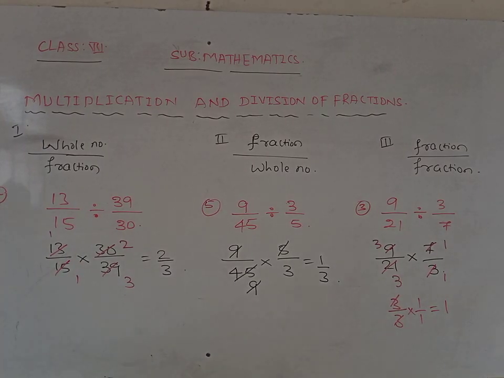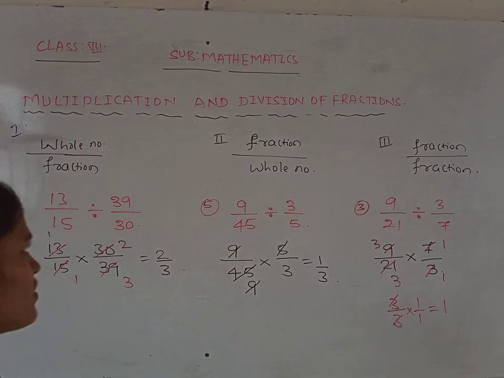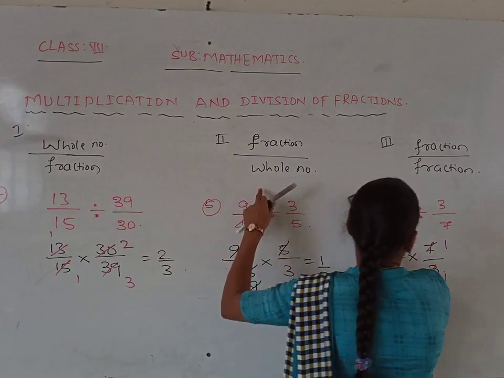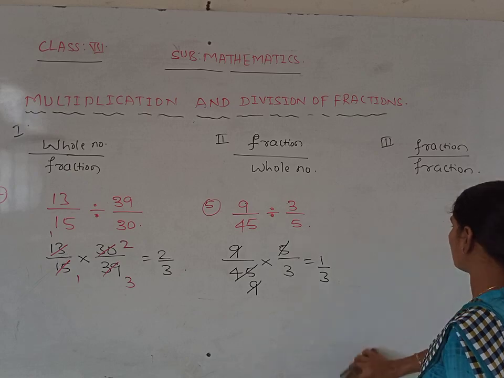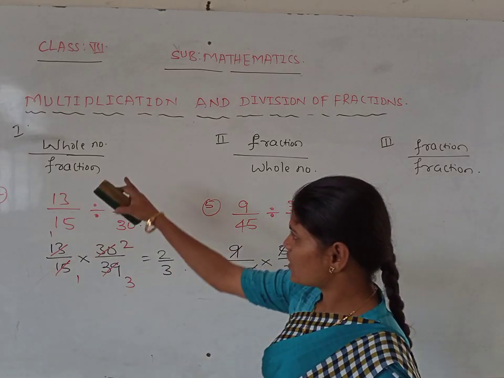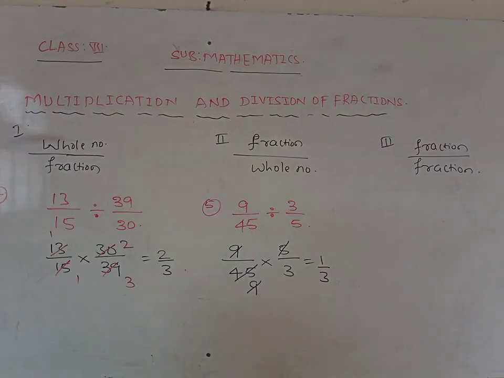So shall we go to whole number by fraction or fraction by whole number? Anyone? So we will take whole number by fraction. How do we divide a whole number by a fraction? Shall I rub these two? Okay.